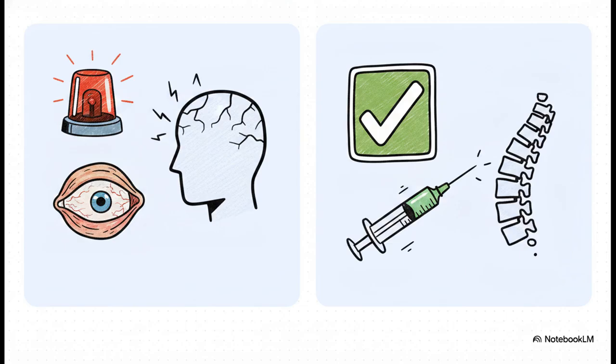On the left, we've got the absolute indications for a CT before an LP: papilledema, focal neurologic deficits, altered consciousness, a history of seizures, or an immunocompromised state. But if your patient matches the right side, meaning they're fully conscious, immunocompetent with no focal signs, you are cleared to do the LP right away.